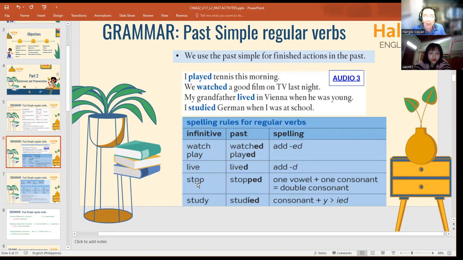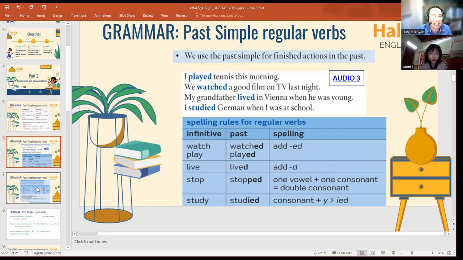In some cases, if the verb ends with a vowel sound preceded by a consonant letter, just like the word stop, there would be a vowel, which is o, and then following the vowel would be the consonant, so we need to double the last letter. So that becomes stopped. And there are some verbs that end in a consonant preceded by a y, so we need to change the y into i and add ed. The word study becomes studied.